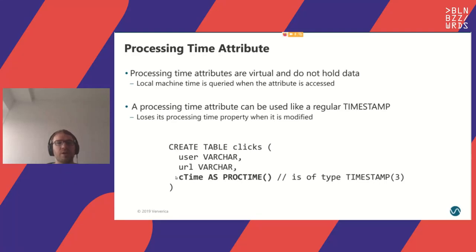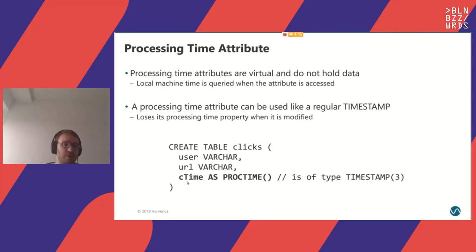So in this case, if we would have this clicks table defined based on a Kafka topic, then the records that we ingest from Kafka would not have the click time attribute, but it would just be added as a kind of virtual attribute that is evaluated whenever it is accessed.